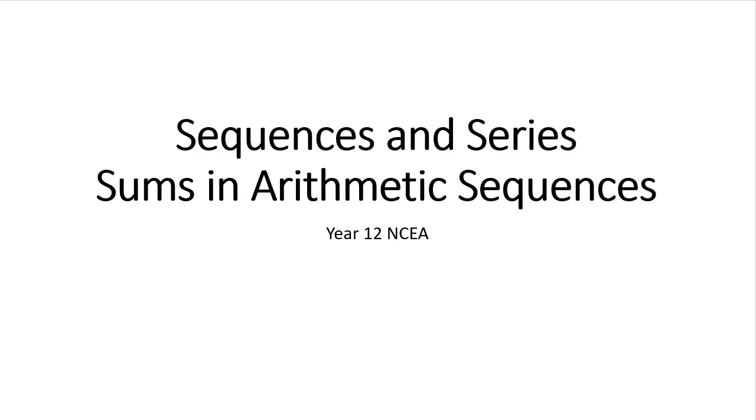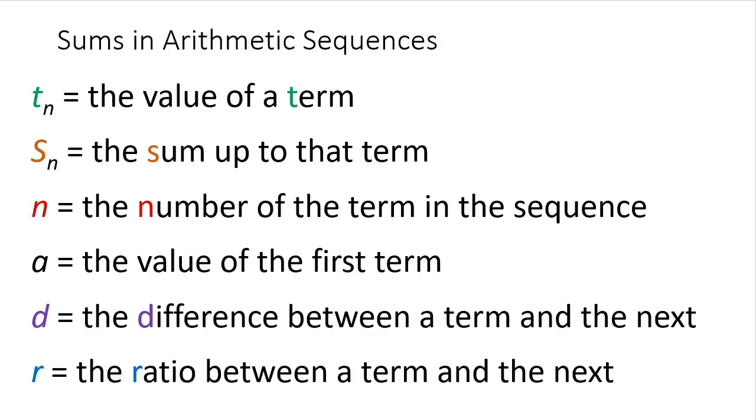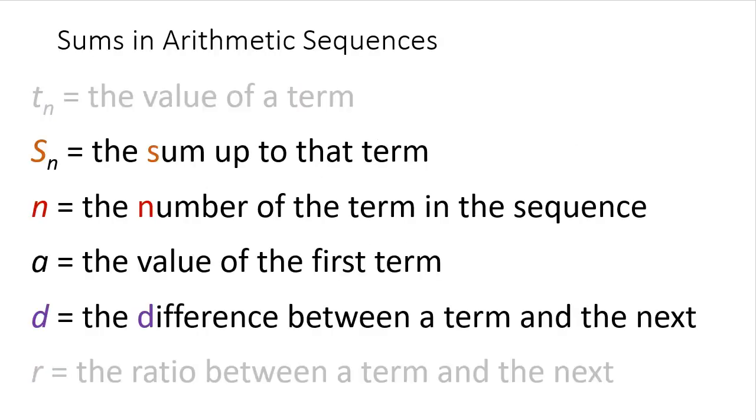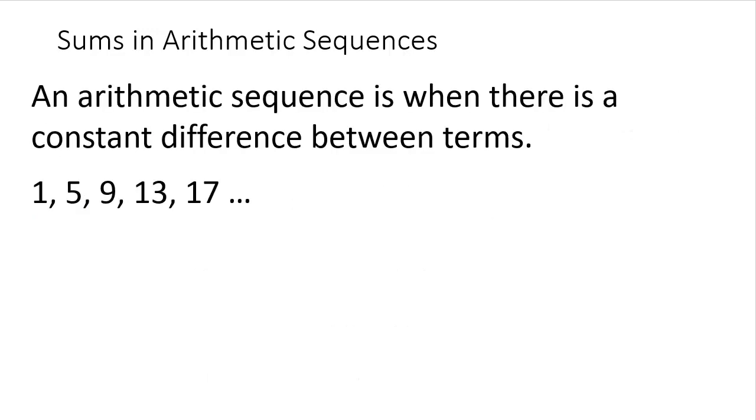So we're going to look at totals in arithmetic sequences using the same symbols as before, except this time we're not finding the value of the term, we're finding the sum up to that point. It's an arithmetic sequence, so that's a constant difference, a constant addition or subtraction.